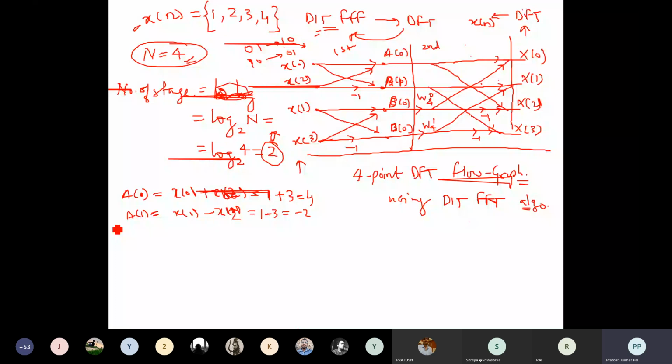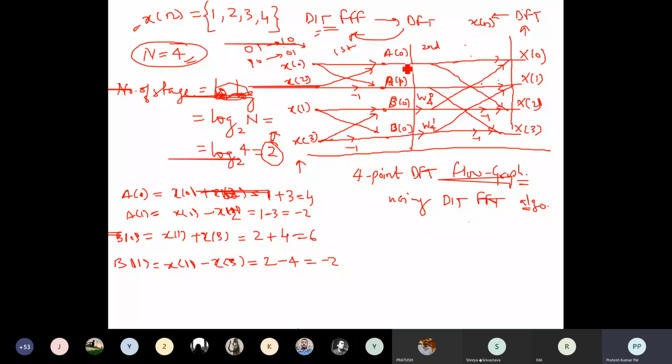And then again we need to find out b0. So this b0 value will be x1 plus x3, that is 2 plus 4, which is equal to 6, and b1 will be equal to x1 minus x3. That will be 2 minus 4, which is equal to minus 2.